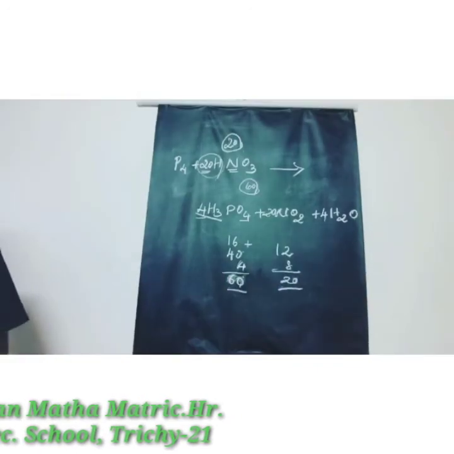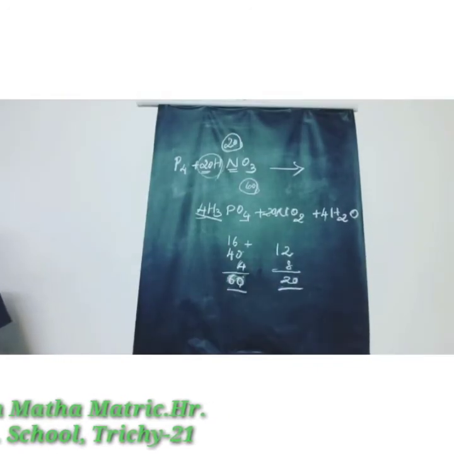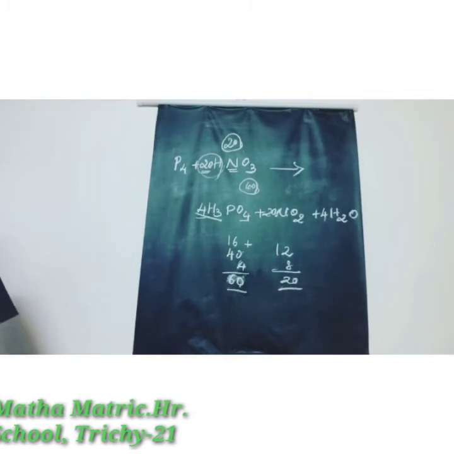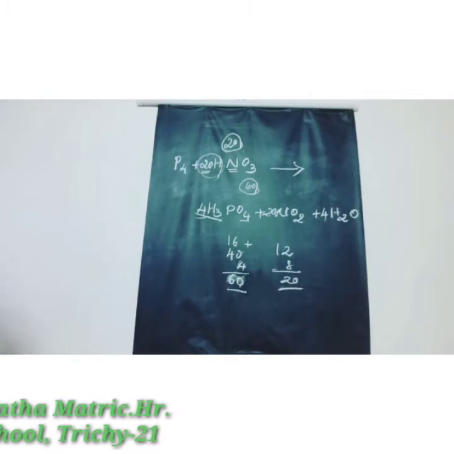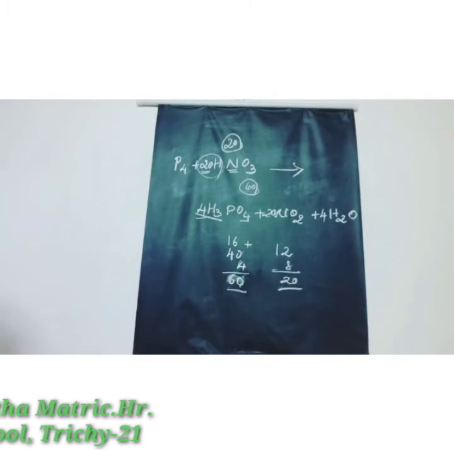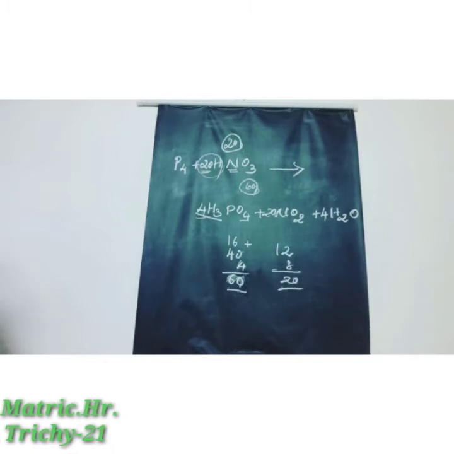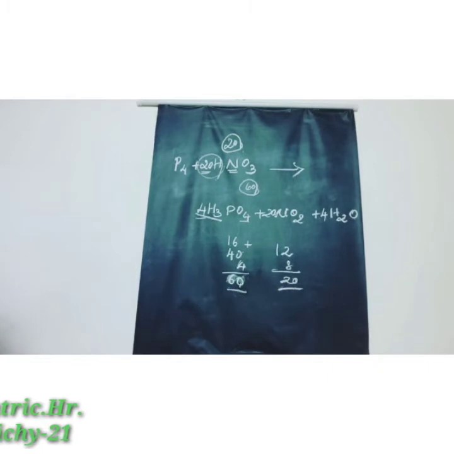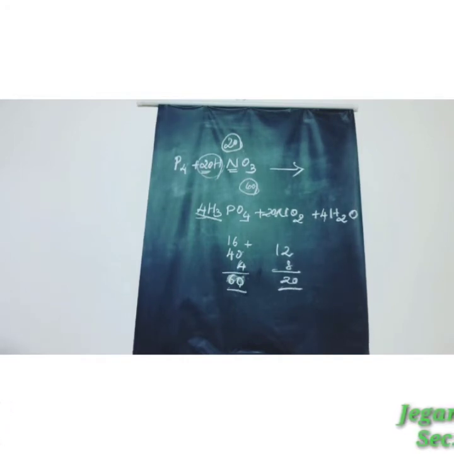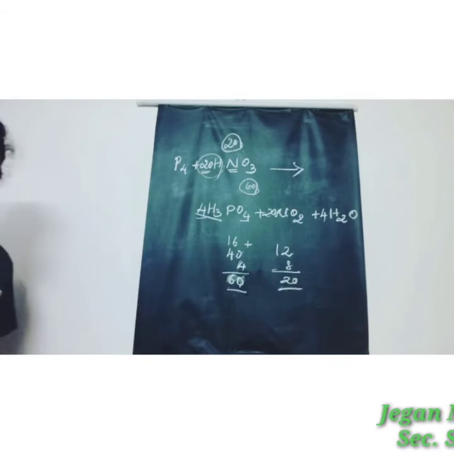And next one is reaction with metals. Phosphorus reacts with metals like calcium and magnesium to give phosphides. Metals like sodium and potassium react with phosphorus vigorously. For example, phosphorus reacts with magnesium to give magnesium phosphide. Phosphorus reacts with calcium to give calcium phosphide. And next one, phosphorus reacts with sodium to give sodium phosphide. Let us see the equation.